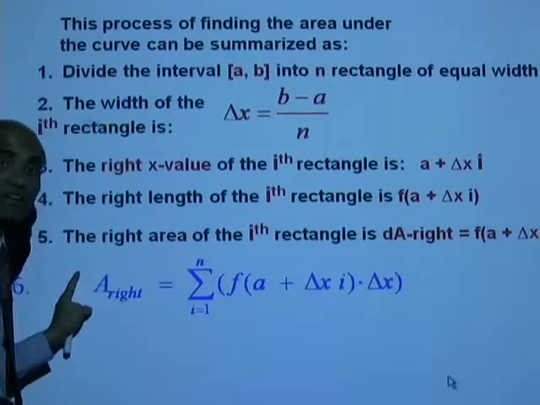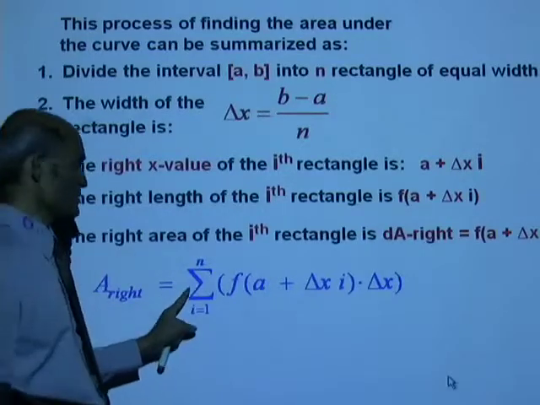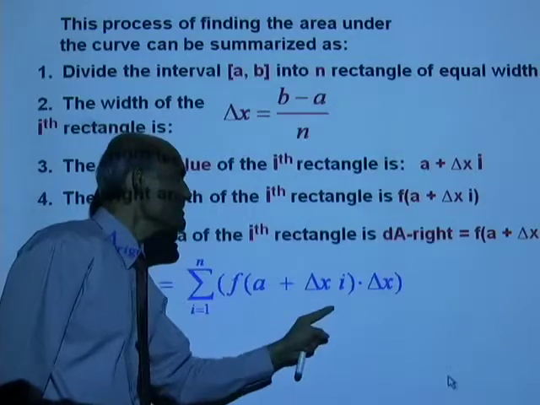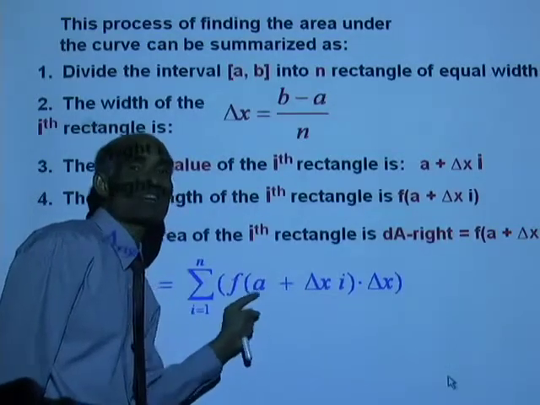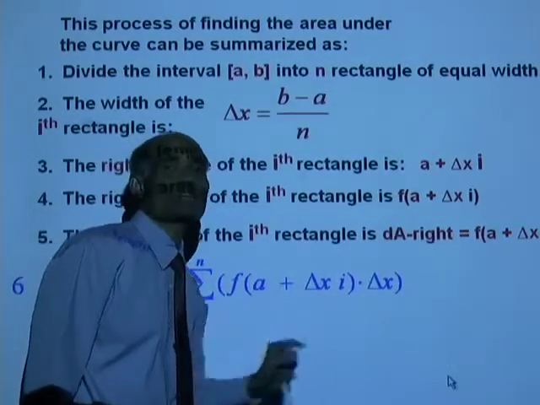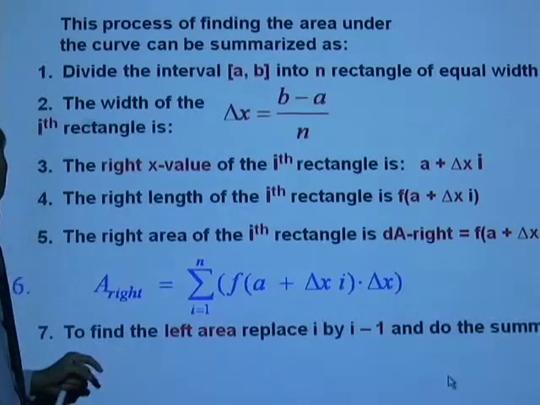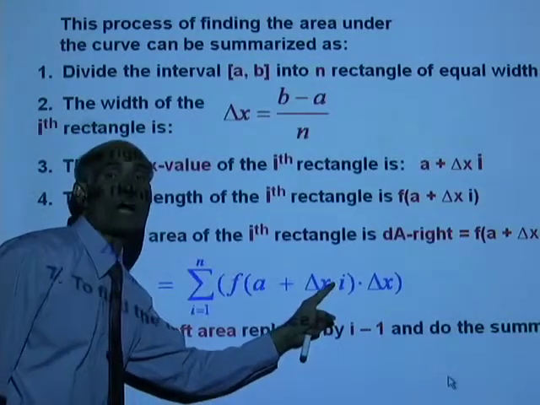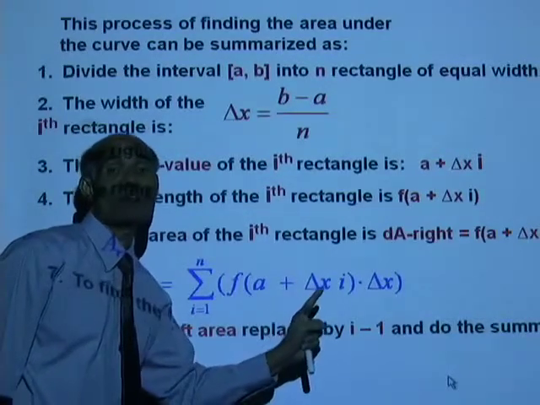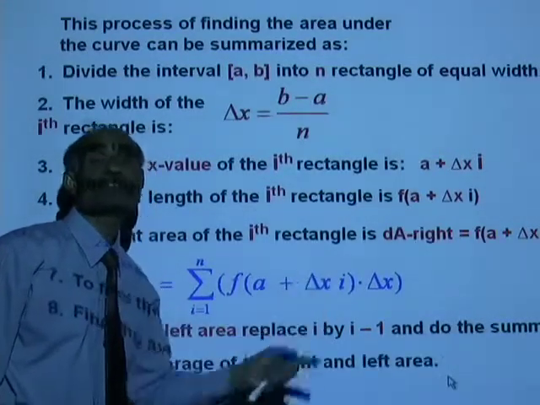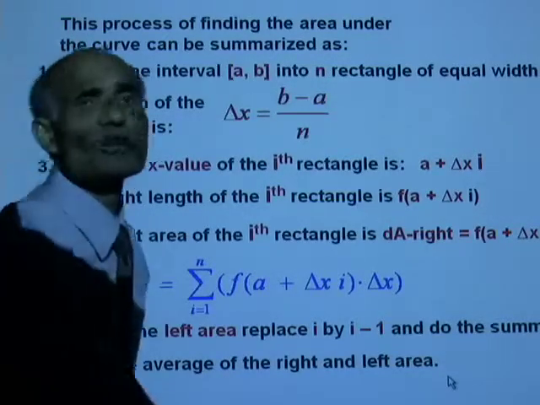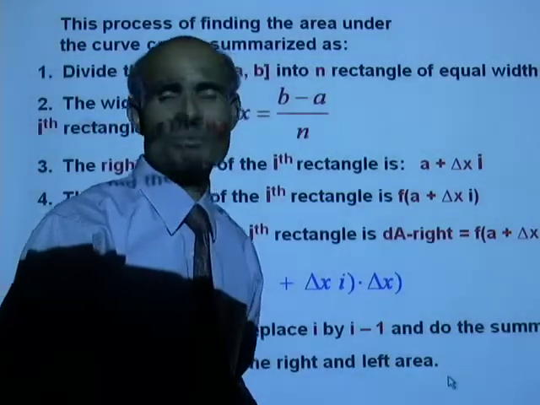And find the area using the right side, we call it A right. The summation i equal to 1 to n of f of a plus i delta x, that is the height, times delta x. And the area on the left can be found by replacing i by i minus 1. And that is what we will practice. I think we will practice this using one more example.